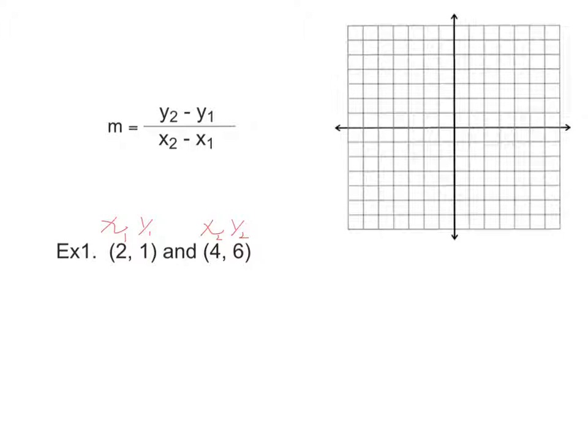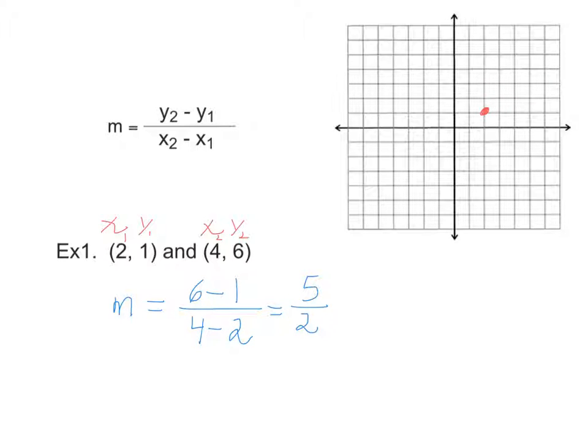For the slope formula, I'll go ahead and write m equals y2 minus y1 all over x2 minus x1. After simplifying, we find out that the slope is 5/2. Let's go ahead and take a look at this on the graph.